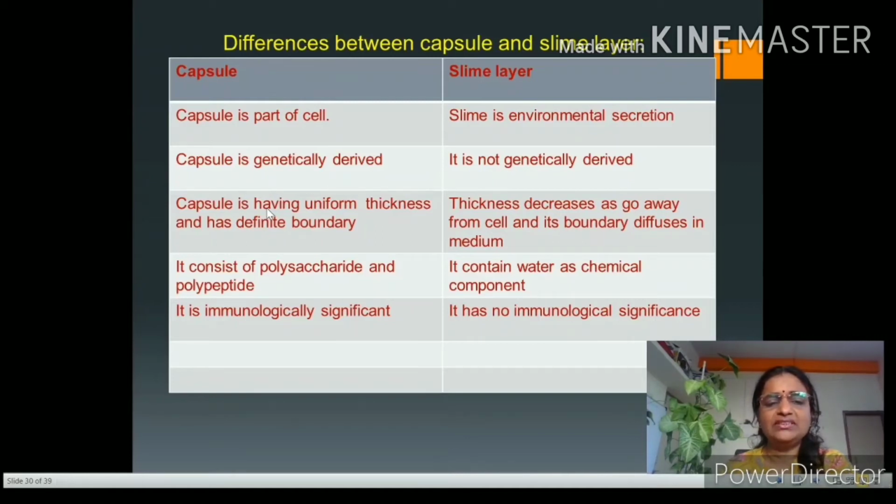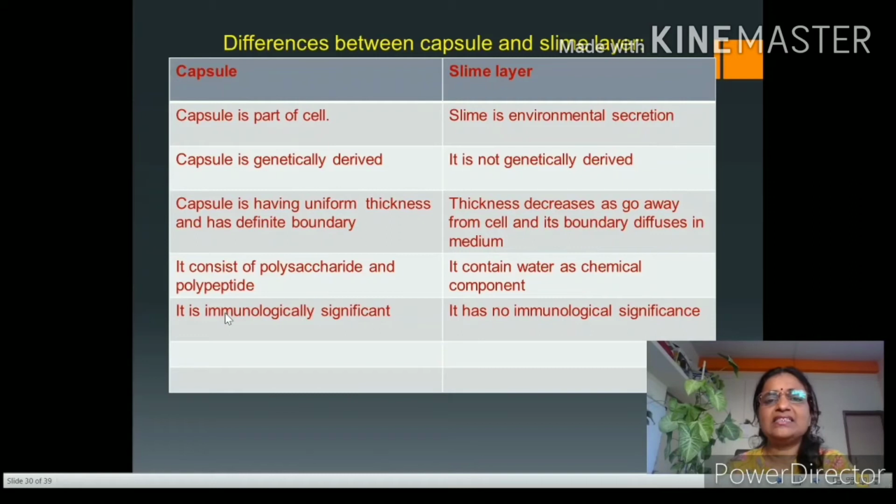The capsule has uniform thickness and a definite boundary. Because of that, we can observe the capsule under the microscope. But slime layers have thickness that decreases as we go away from the cell, and their boundary diffuses into the medium. So generally we cannot easily visualize slime layers. They become thinner and thinner as we go away from the cell. Capsules consist of polysaccharide and polypeptide, while slime layers do not have any chemical constituent other than water. It is chemically made up of only water.